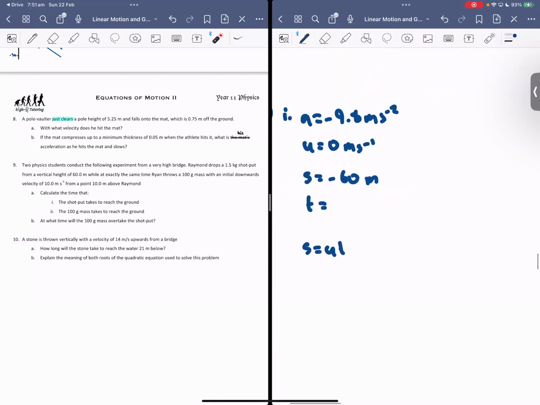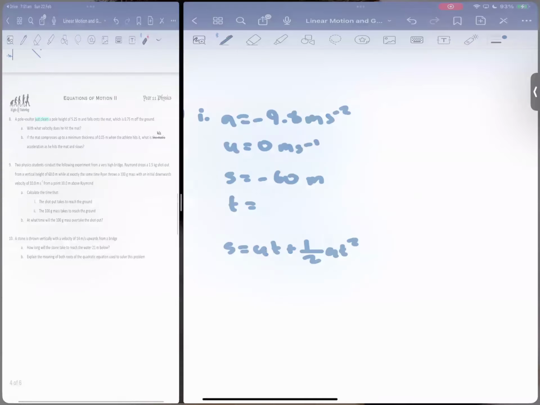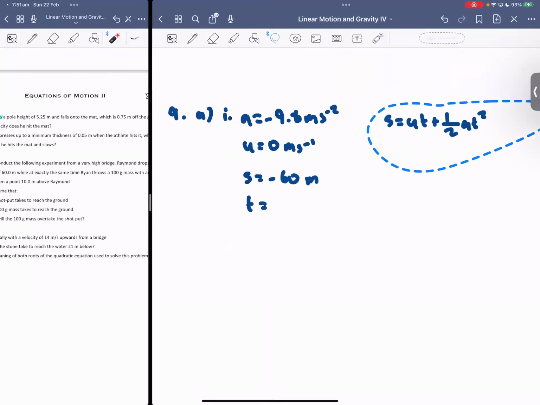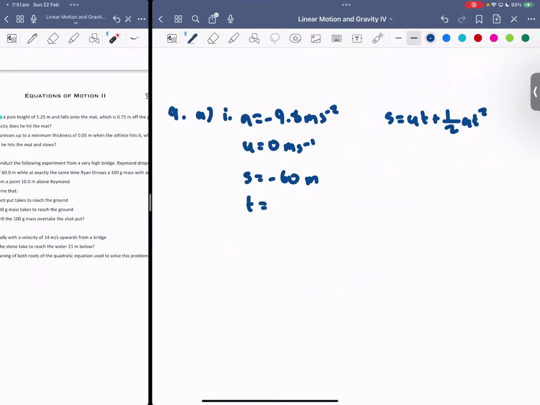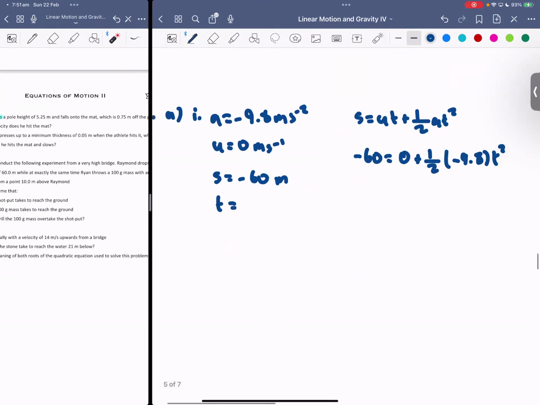s equals ut plus half at squared. So we're going to use SUAT. If you have u, s, a, and t, we use SUAT. s is negative 60, u is 0, so that's 0 plus half times negative 9.8 times t squared. Who's got a t for me? What's 60 divided by 4.9, square rooted? What is t?